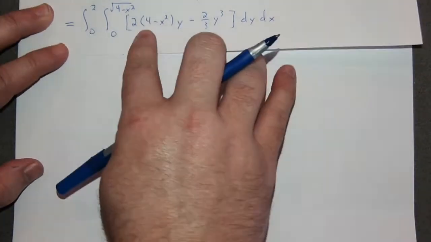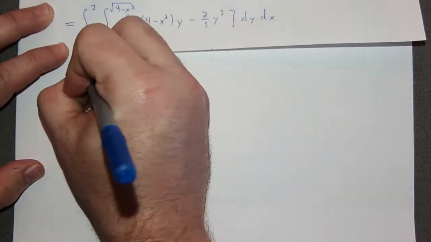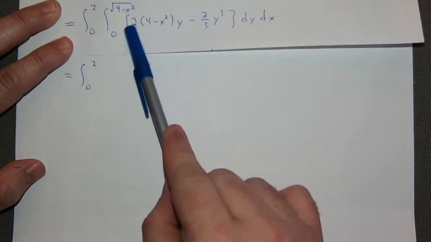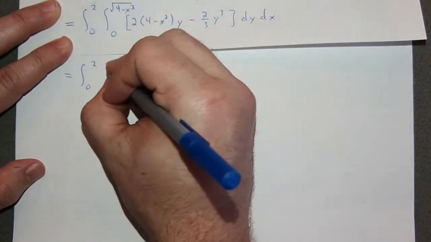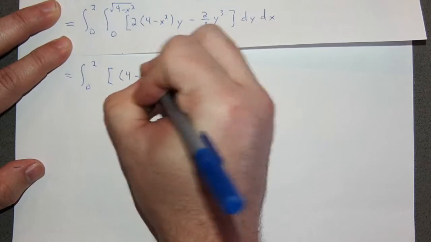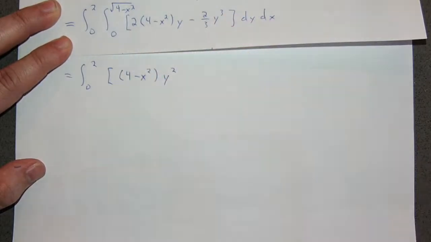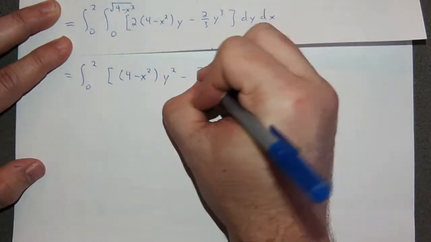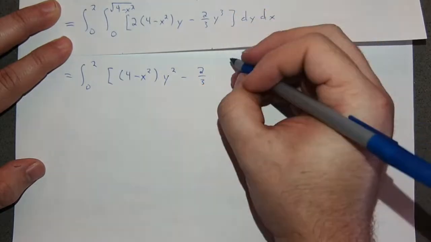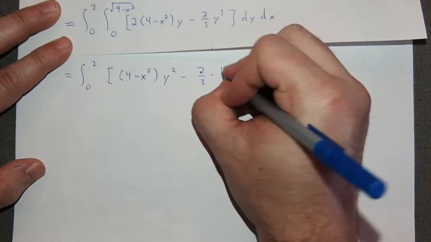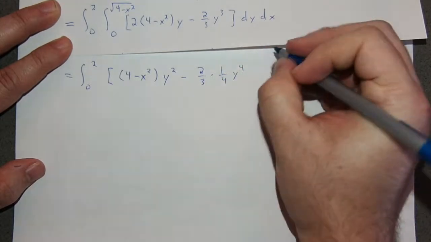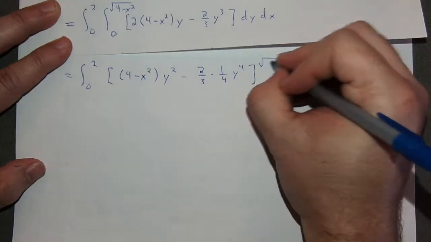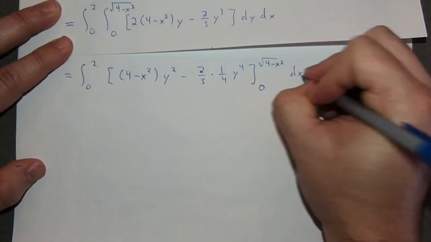Okay, so let's do this term by term here. I integrate with respect to y. This is the integral from 0 to 2. Here, the integral of this thing with respect to y would be y squared over 2, so that 2 gets left out, and so this is 4 minus x squared times y squared minus 2/3 times 1/4 y to the 4th, evaluated from 0 to root 4 minus x squared dx.